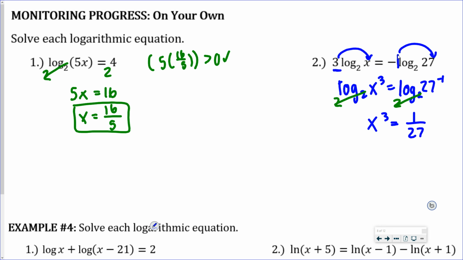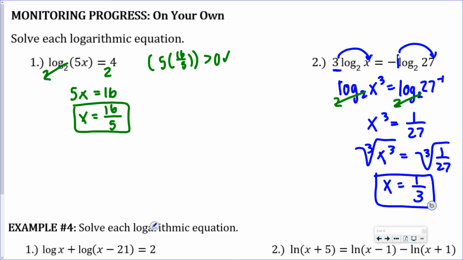Cube root both sides. Do we need plus or minus with cube roots? No. I got it. All right. So when I plug in 1/3, that's good. That's greater than 0. Same with this one. Both are positive, greater than 0. Okay.